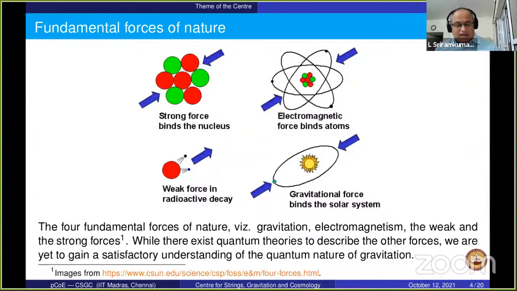The theories that describe the strong and the weak forces were put together in the 20th century. And in the process, actually, it was electromagnetism that was quantized first. And these are relativistic theories that describe electromagnetism, the strong and the weak forces. In contrast, as I mentioned, the classical theory that describes gravitation, the Newtonian theory, is non-relativistic.